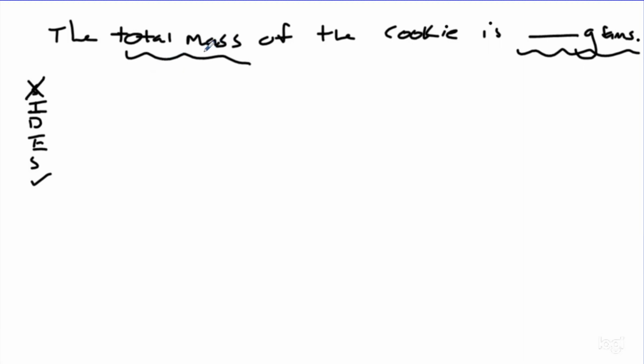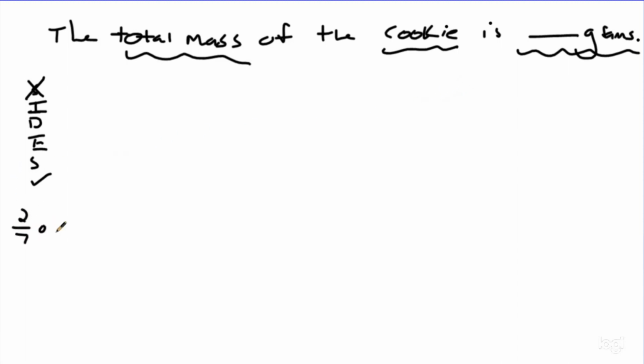So we need to identify anything about what they told us about cookies. Cookies, grams, or mass, right? This is the guiding light to everything I'm trying to solve. I began with the end in mind to help me out. So I identified things about cookies.